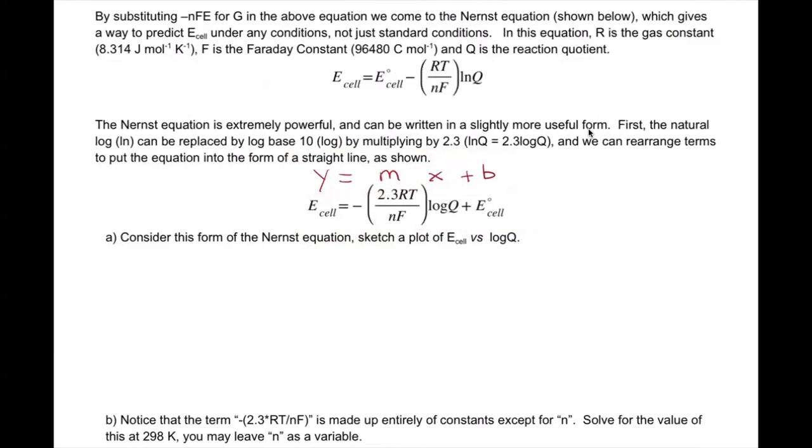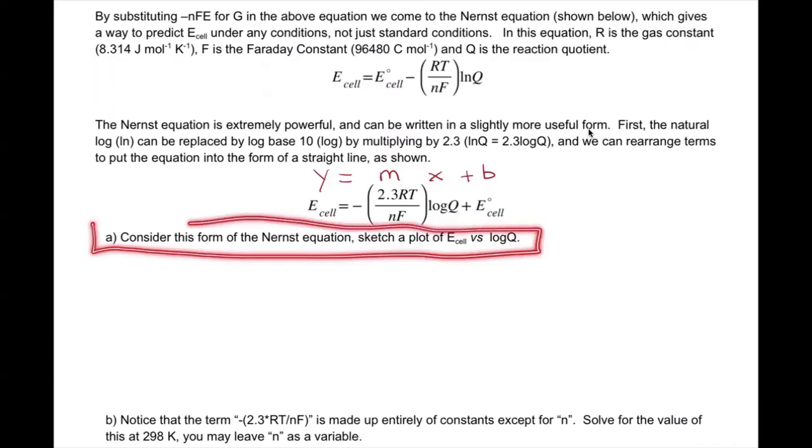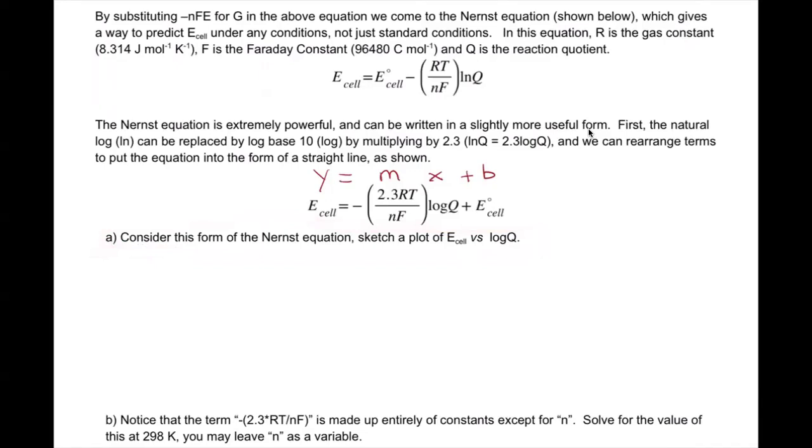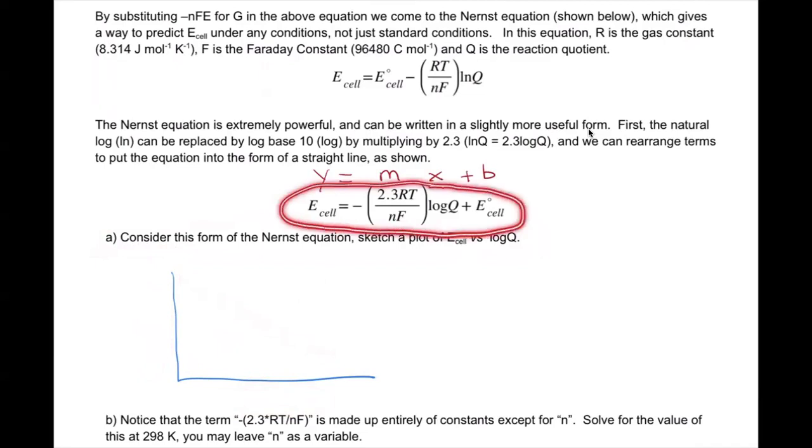That is what I want you to sketch down here. You're going to sketch a straight line plot. As you sketch this plot, I want to know what your axes labels are, and does your straight line plot look like this, or does it look like this? In order to answer that, you need to go to the form of the Nernst equation here.